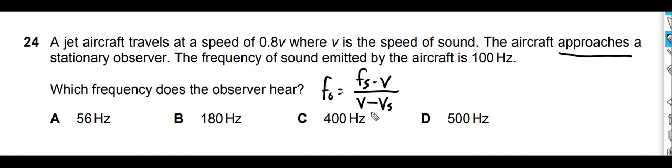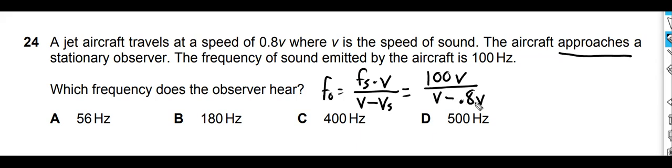All right, this question is unique from other Doppler effect questions because we're given the velocity of the source as a fraction of the velocity of the wave. We're usually given values for that. So let's try to make some substitutions and see if we can solve this. The frequency of the source is 100 hertz, so 100 times v over v minus 0.8 v, right?